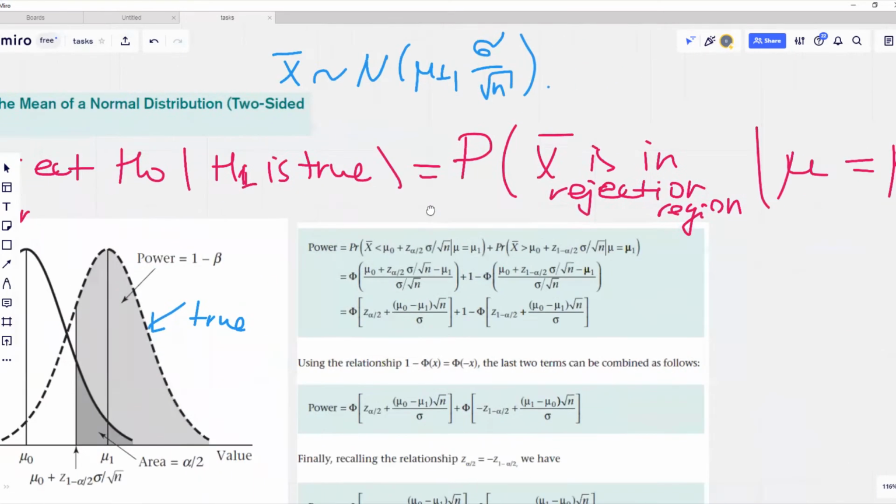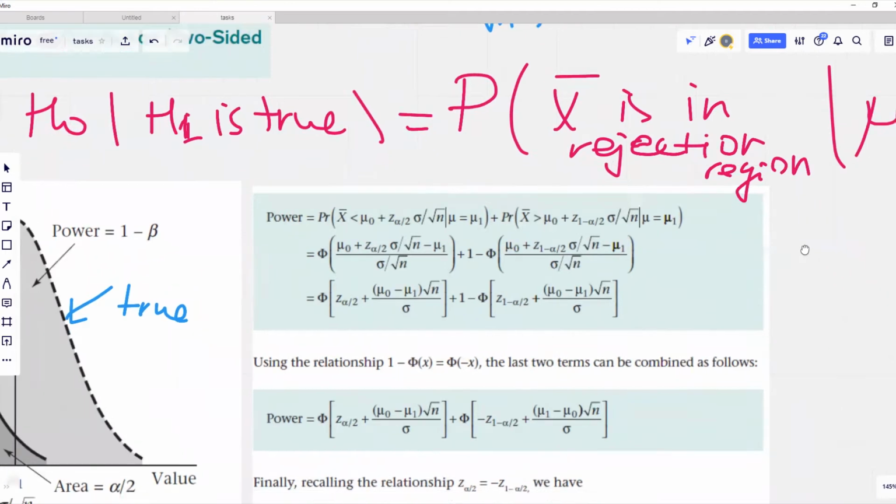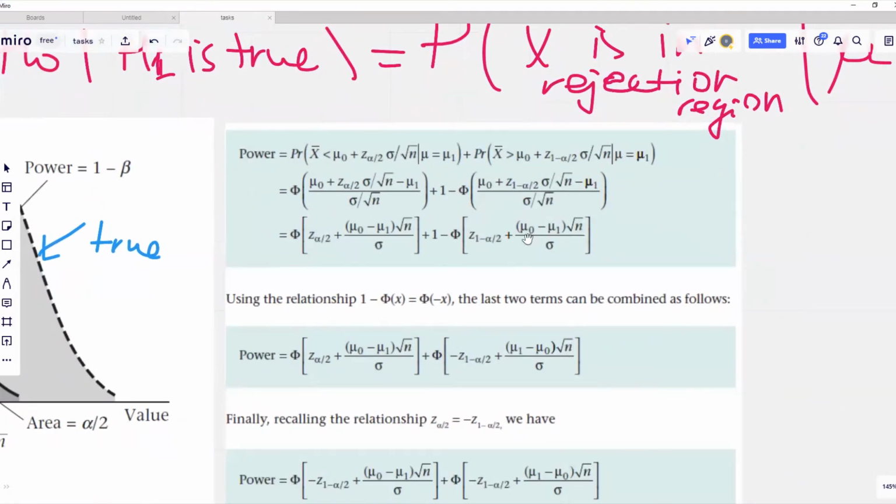All right, now writing this down, canceling out, dividing everything by standard error, those two will cancel out, we'll get this term, then we'll write down this part: mu naught minus mu one over sigma multiplied by root of n. All right, similarly, we'll derive this part here.